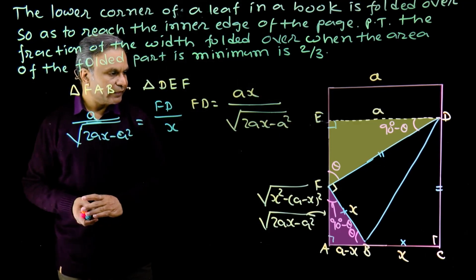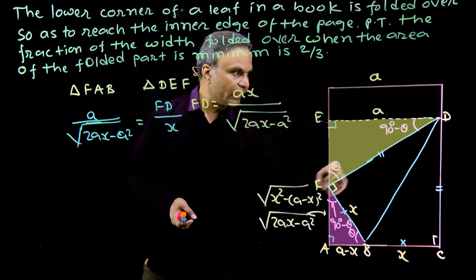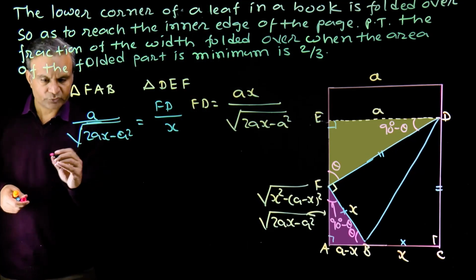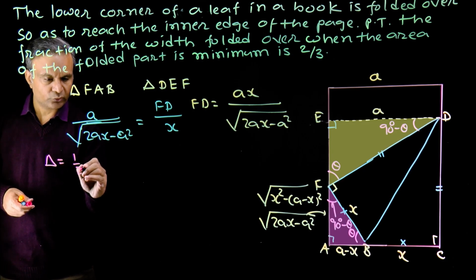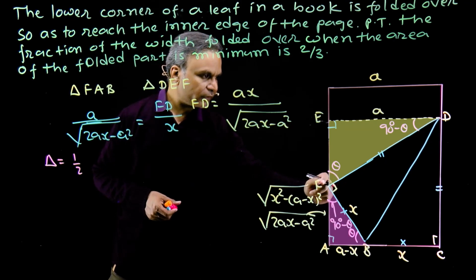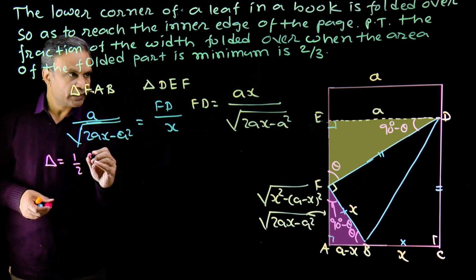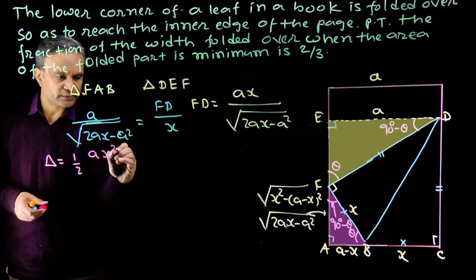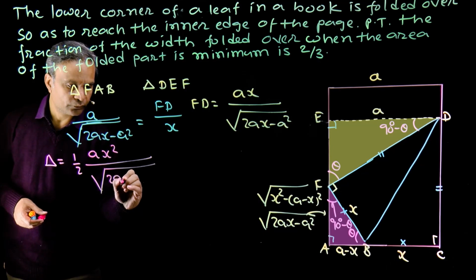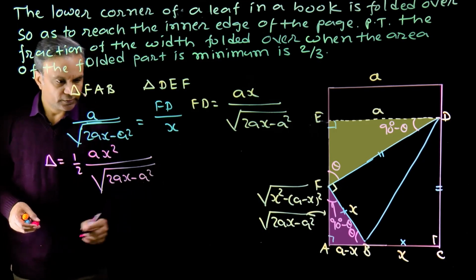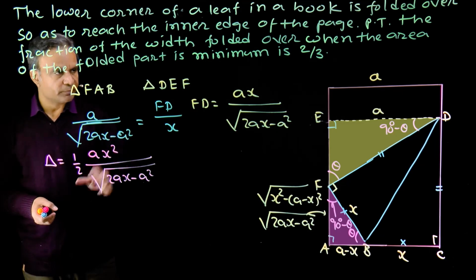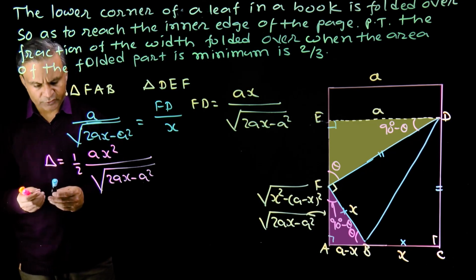Now we can get the area of triangle BFD, the area of the folded part. Suppose the area is delta, so the area is 1 upon 2 multiplied by this length multiplied by this length. So we have area equal to 1 upon 2 into ax squared over square root of 2ax minus a squared. This is a function of variable x. Now we have to find the minimum value of this. Before that we simplify the function.